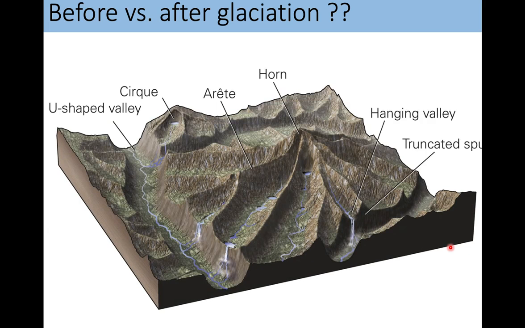So to name some of these features, you're going to have to do this a little bit in your lab. U-shaped valleys. So remember we talked about rivers creating V-shaped valleys? Glaciers create U-shaped valleys. There's also a cirque, which is sort of a circular bowl caused by a glacier. Arête, which is a ridge line caused by two glaciers. A horn, where multiple glaciers meet. I have real pictures of these coming up too, more than just this cartoon, so you can see them.